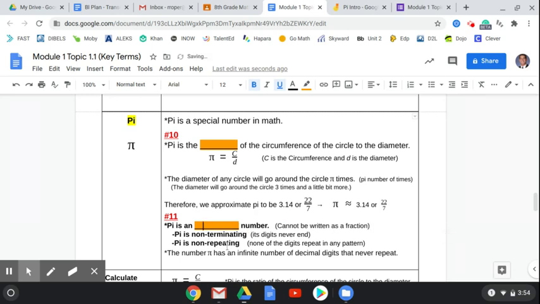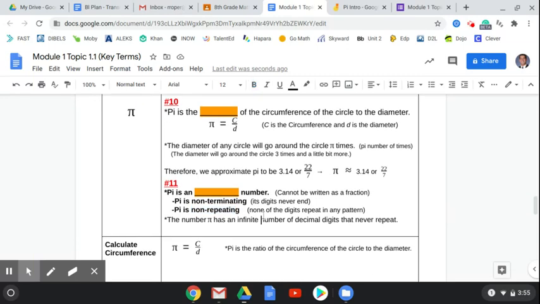We also say that pi is non-terminating. That means its digits never end, and pi is also non-repeating. So none of its digits repeat in any pattern at all. So the number pi has an infinite number of decimal digits that never repeat and that never end, right? So it could go on and on forever. So just a few of the digits would be like 3.14159265359 and on and on for all eternity. It never ends. And so that's why we approximate it to be 3.14.